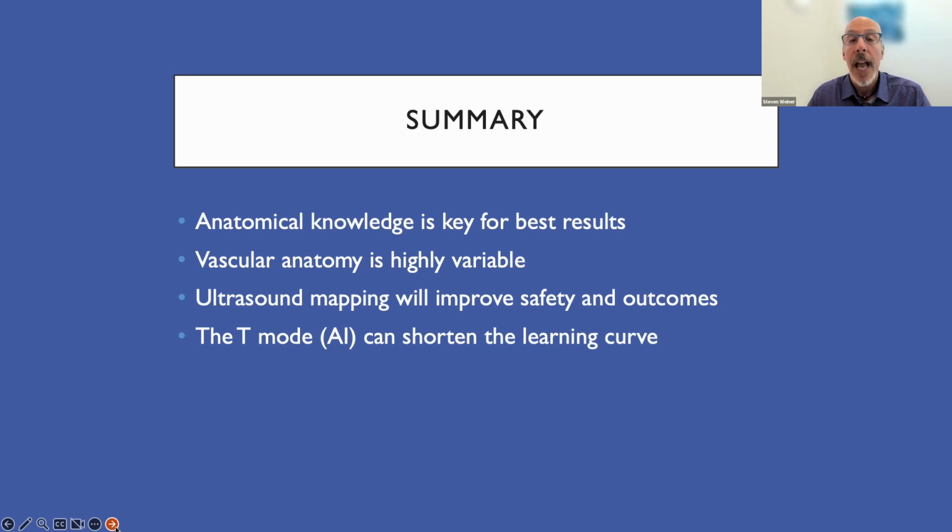So in general, the anatomical knowledge is key for your best results. The vascular anatomy is highly variable. Ultrasound mapping will improve your safety and outcomes, and the T-mode will shorten your learning curve.